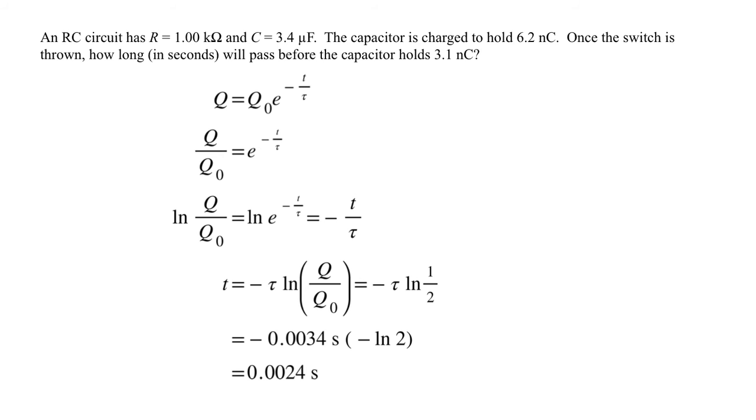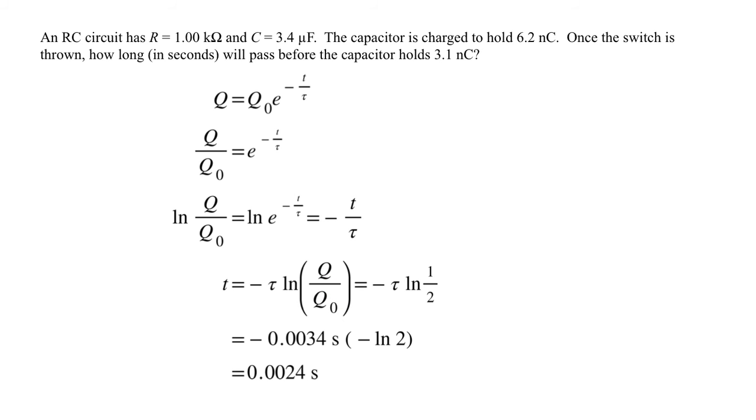Well, we just take our charge equation. Q is Q0 e to the minus t over tau. Therefore, Q over Q0 is just e to the minus t over tau. So the log of Q over Q0 is the log of e to the minus t over tau. Of course, log of e to the something is just the something, so all of this becomes just minus t over tau. We can do some simple algebra and say that t, the time we want, is minus tau times the log of the charge we have over the original charge.